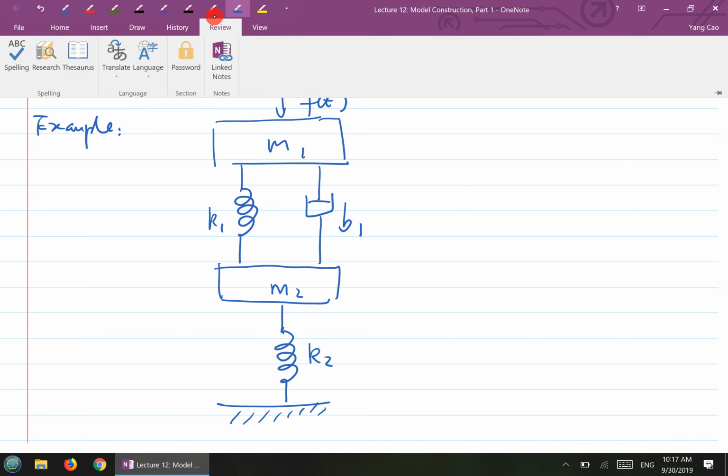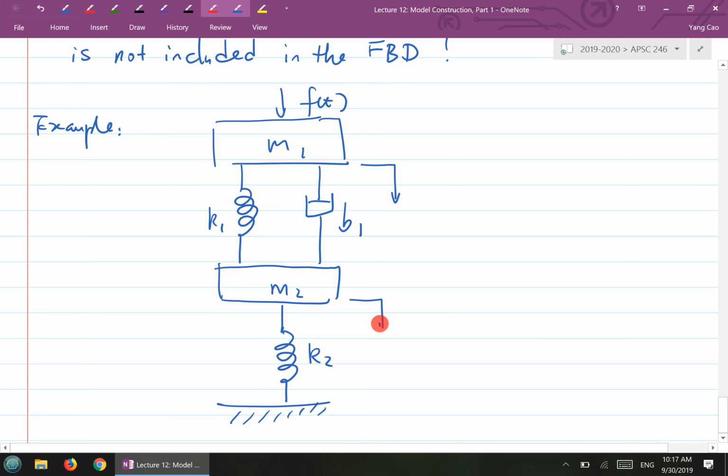And we will denote each one of the masses, M1, M2, as having displacements x1 and x2. And this time we draw our arrow downwards, so we're treating downwards as the positive reference direction. So the question here is, what will be a mathematical model for this whole system?